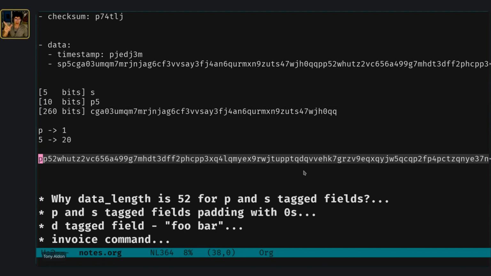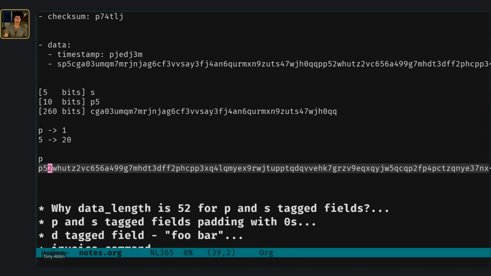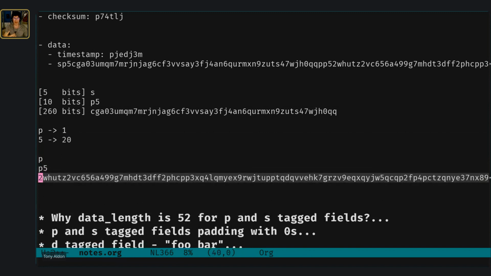If we continue on that string, we encounter P. Okay, so P is one type that we know. This is the payment hash. The next two characters encode a number, which is P5, and this is the same that we've seen. Why? Because P and S encode the data, which is a SHA-256 number. Okay, so we have that. So again, this is 52.